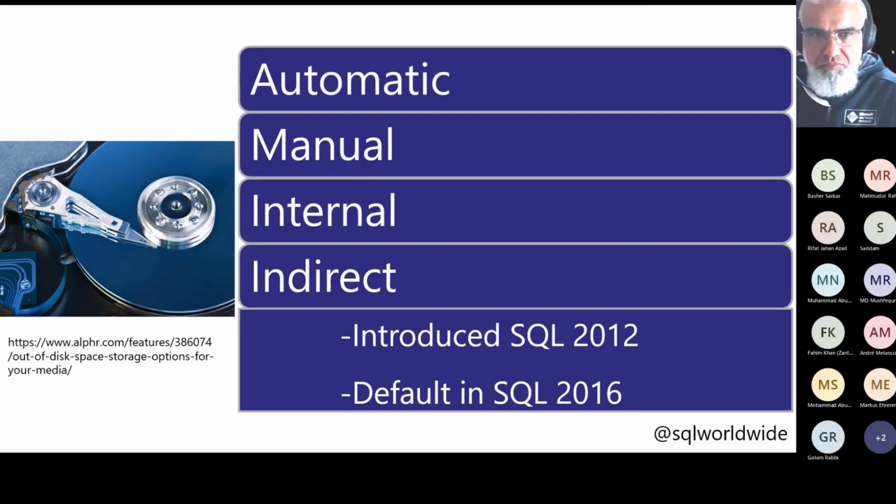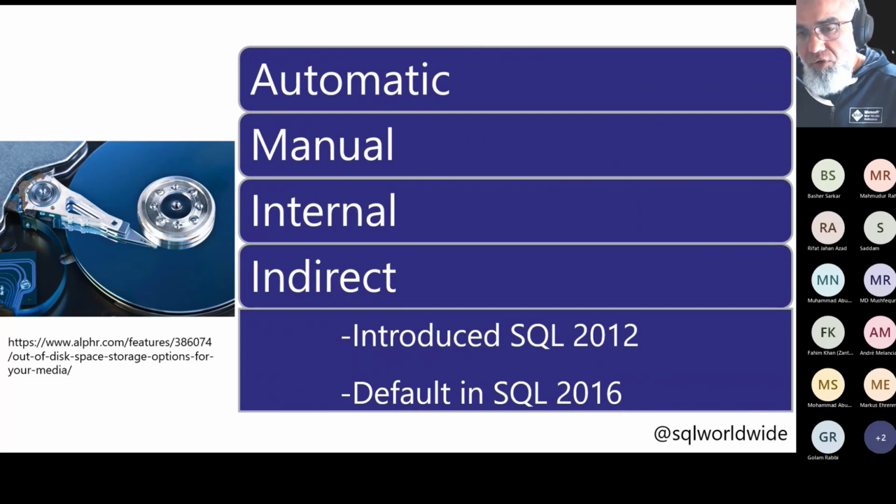There are 4 different checkpoints, as you can see. The indirect checkpoint was first introduced in SQL Server 2012, and it became default in 2016. I just want to caution you, when I say default in 2016, what does that mean? If you are creating a brand new database in SQL Server 2016, indirect checkpoint will be turned on automatically.